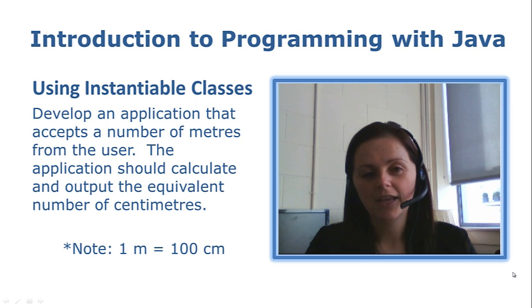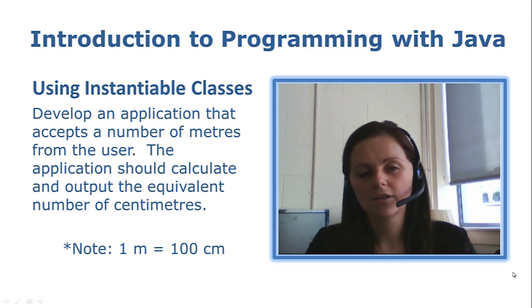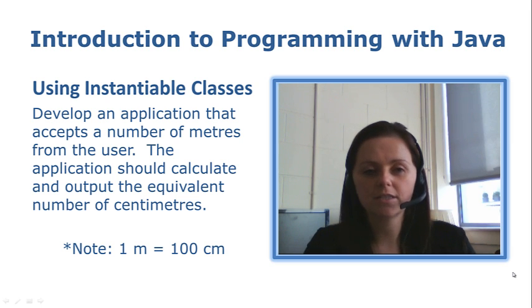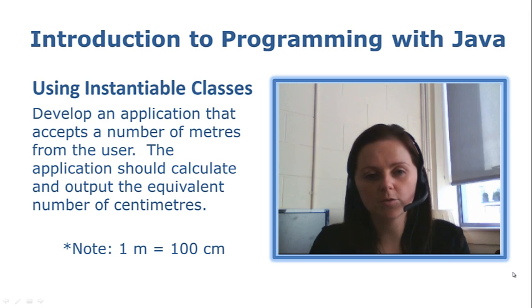Hello again. In previous videos we've taken a look at accepting input from the user, dealing with variables and data types, integers and doubles, and in this example we're going to start looking at how we can use instantiable classes. Now it's not the first time we've seen instantiable classes in our Java programming. In previous examples, when we accepted input from the user, we used the Scanner class, and the Scanner itself is an instantiable class that we made an instance of called keyboard.